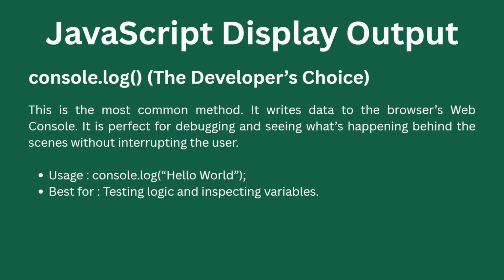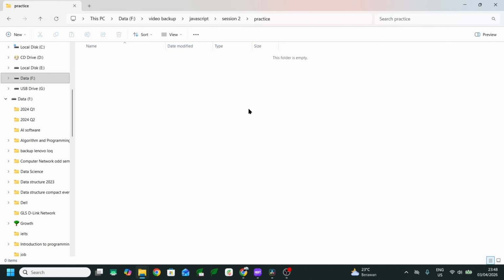The usage is very simple. You can type console.log and, in the parentheses inside the double quotes, you can type your message. For example, in this presentation I just typed hello world. This usage is very useful for testing logic and inspecting variables. Let's get started. We will implement the simple output using console.log.